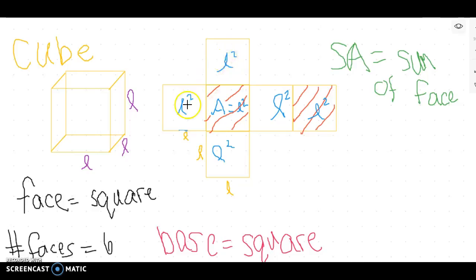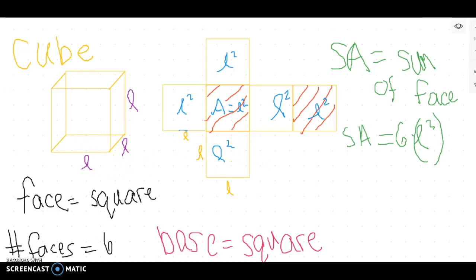So that's going to be L squared plus L squared plus L squared plus L squared plus L squared plus L squared. Let's see how many L squareds we have. We have 1, 2, 3, 4, 5, 6. So the surface area of a cube is going to be 6 times L squared. I'll put this in parentheses. So 6 times L squared. Perfect. Now, let's do a practice problem with this really quick.